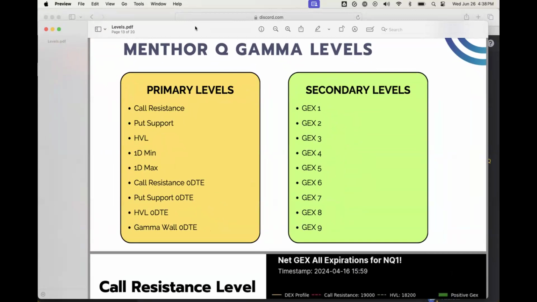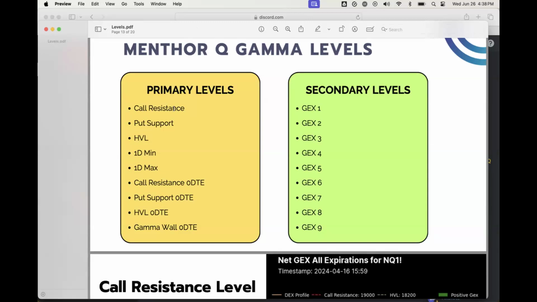A lot of you get confused with the terms resistance and support. It's very important to understand that this is not looking at technical analysis and not looking at price action. We are looking at option positioning, right? So in technical analysis, support is below the spot price and resistance is above the spot price. When we look at options, it could be that the core resistance could be below the spot price or the put support could be above the spot price.